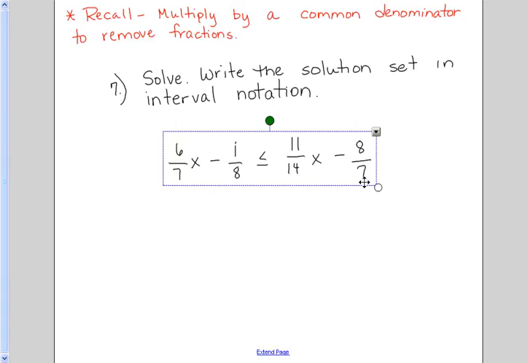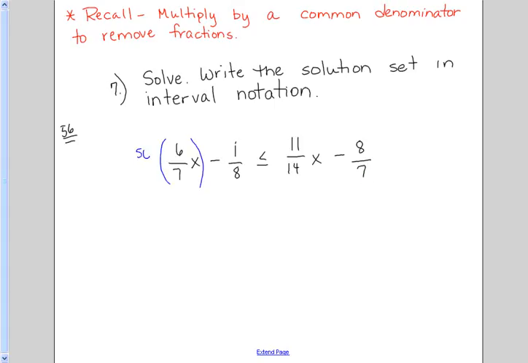Now, if you have a hard time finding a number, what you could do is multiply the two smaller numbers together. Like if I multiply 7 times 8, that would be 56. And then I would check to see, will 14 divide into 56? And it does. It divides evenly. So 56 is my common denominator that I'm going to use. So I would multiply every term in the problem by 56.